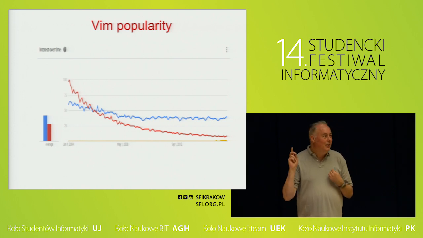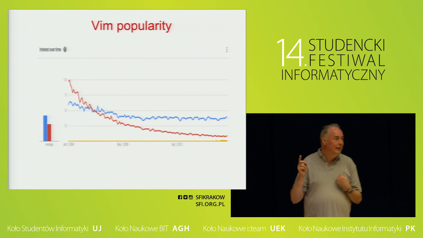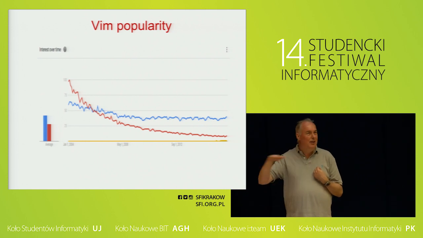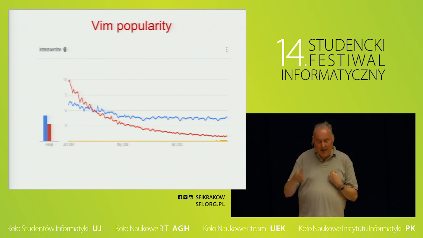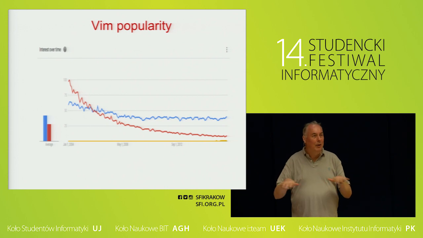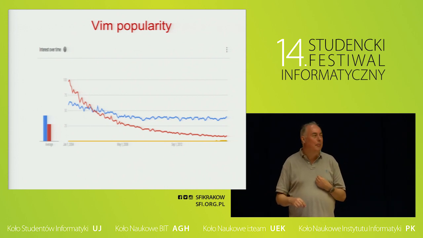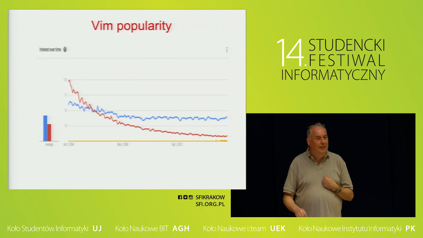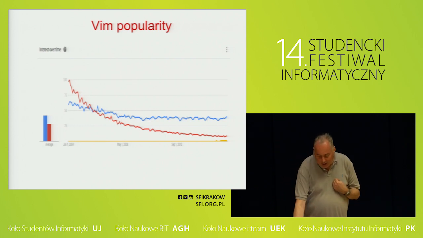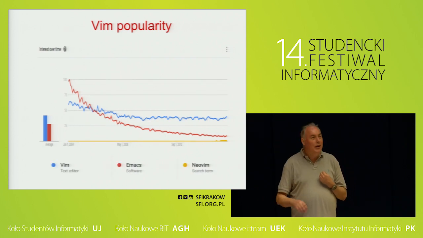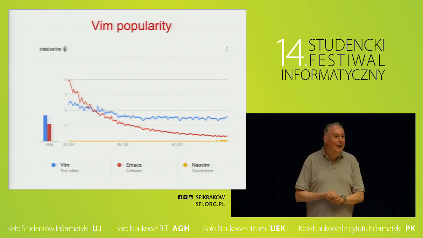So can you guess what the lines mean here? There's a blue one that's almost straight, and a red one that's going down, and a yellow one where almost nothing is happening. So I'll tell you. The line going down is actually Emacs. So I'm quite happy about that.